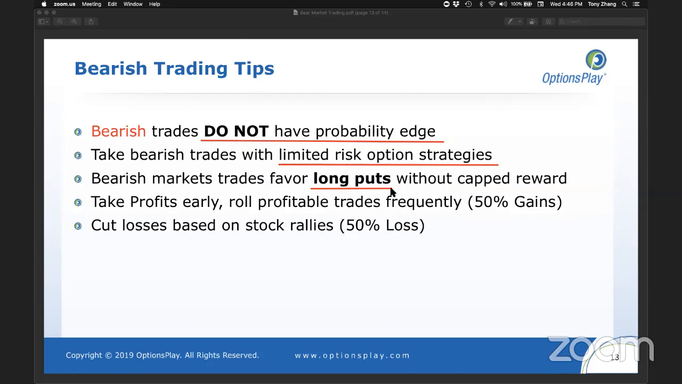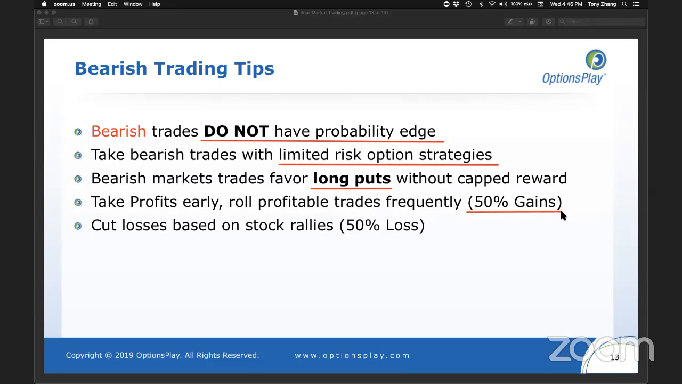And then lastly, one of the things that we've learned from trading the markets over the last few years is that when you're buying puts, or when you're buying put verticals, you have to take profits early, and you have to roll your profitable trades fairly frequently.